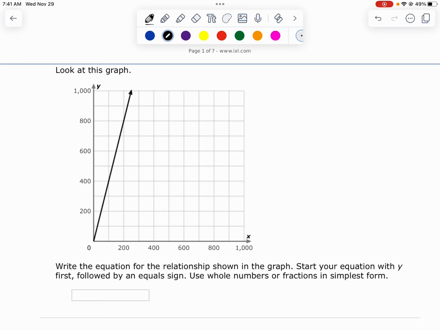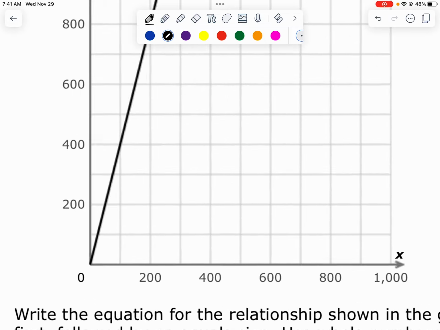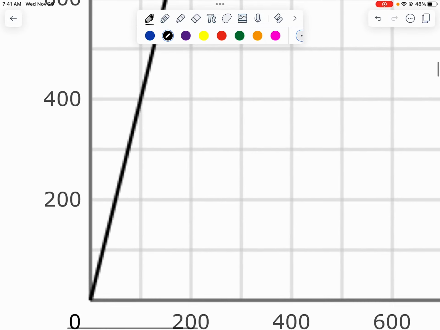Write the equation for the relationship shown in the graph. Start your equation with y first, followed by the equal sign. So y equals. First things first, I need to find the slope. Noticing that these are going up by 100, they are not going up by ones. This is a pretty point. This is a pretty point. So how far up did it go? It went from 0 to 400, so it went up 400.